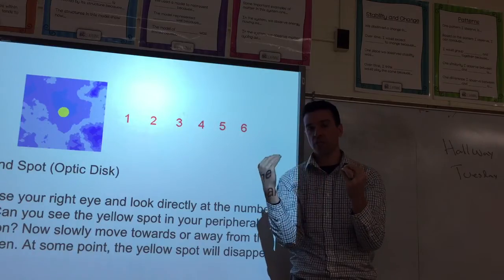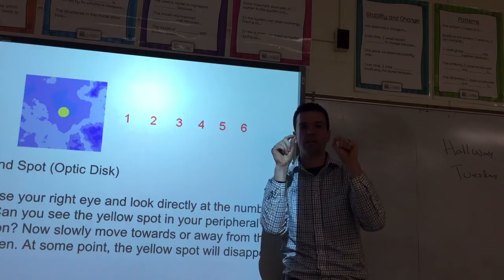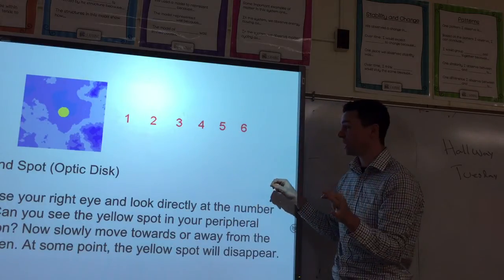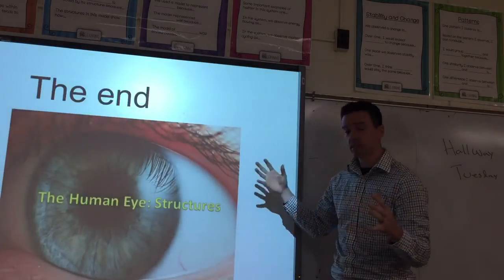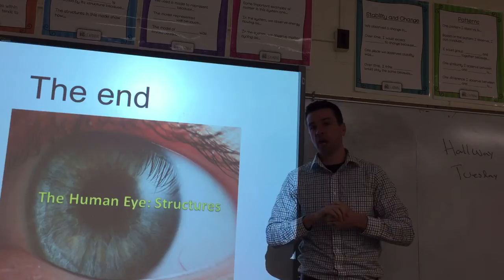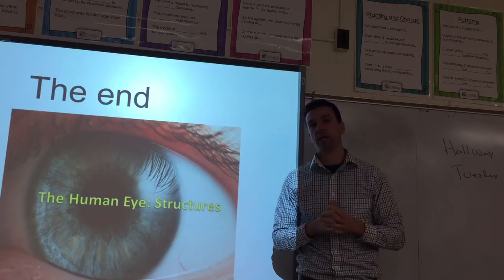So again, you can do it with this, or honestly, I've done it where I just put a little dot and an X on a piece of paper, and the same idea, you move it close and far, and you'll see that the things will disappear. So that is your blind spot. And that's the main idea of how you see, how nearsightedness works, farsightedness works, and the general overview of what I would call a pretty complicated structure.